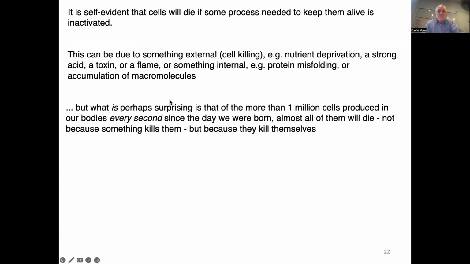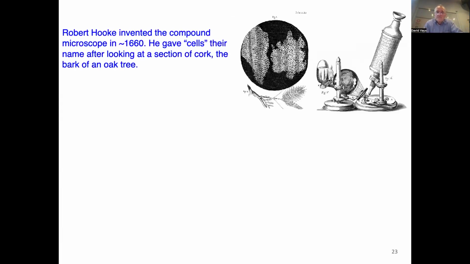But what is perhaps surprising is that of the 1 million cells produced in our bodies every second since the day we were born, almost all of them will die, not because something kills them, but because they kill themselves. In fact, so we maintain the correct number of cells and we stay the same size, over 1 million cells kill themselves in our bodies every second of every day since the day we were born. And the process they use to do that is an inbuilt process that's evolved for the purpose of killing our own cells.